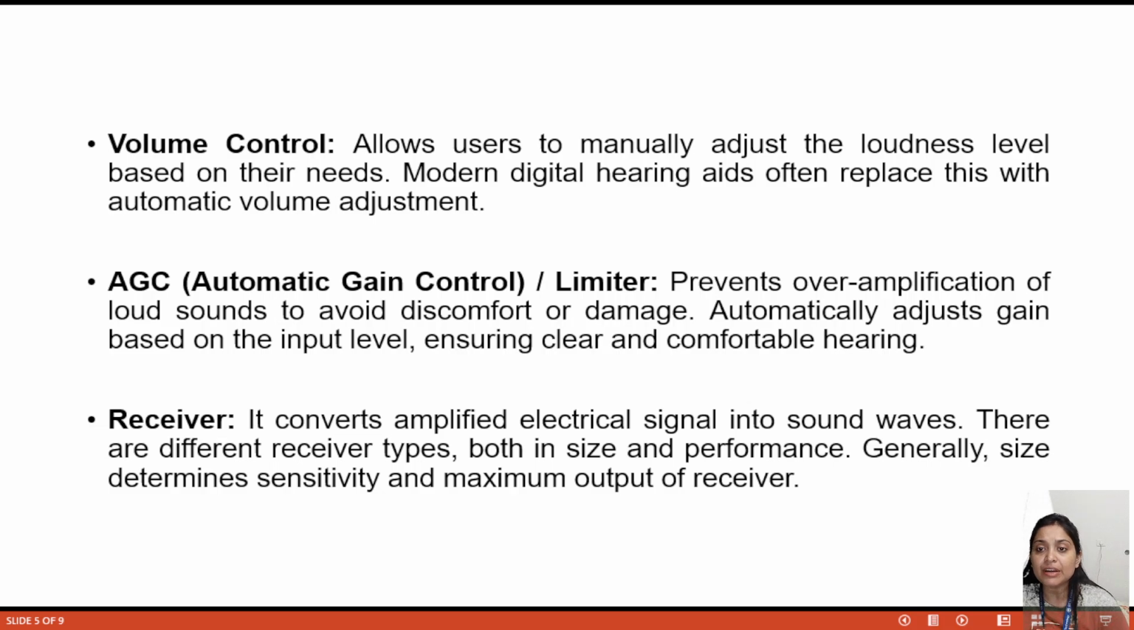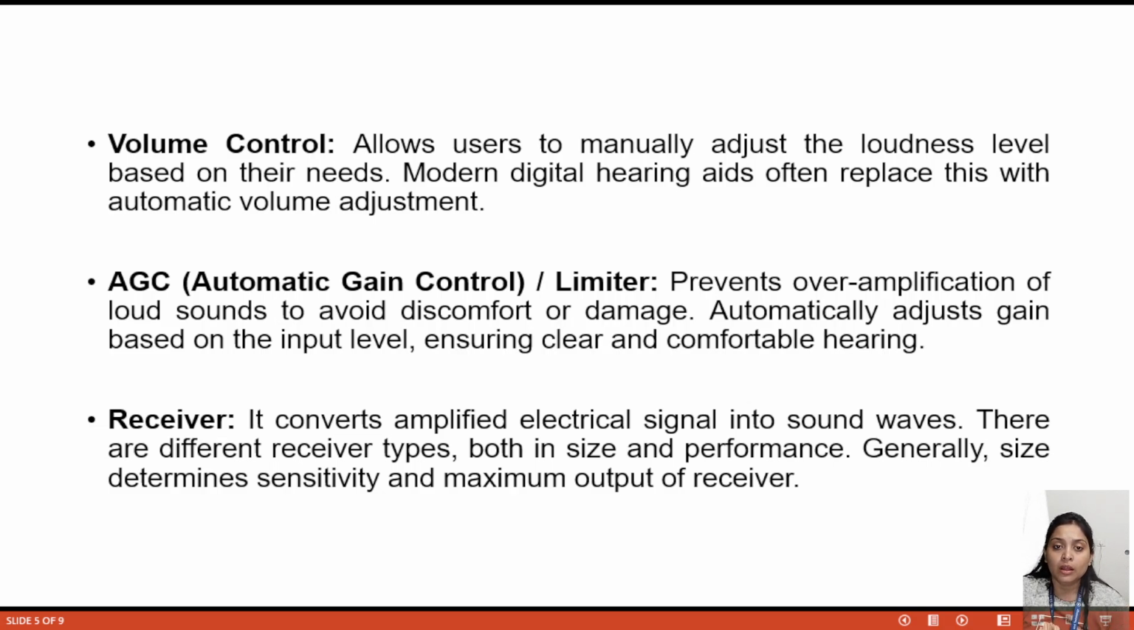So the receiver, the last part, actually converts the electrical signal. The receiver receives the electrical signal, and then converts it to sound waves. There are different receiver types, depending on the size and performance. Generally, size determines the sensitivity and maximum output of the receiver.